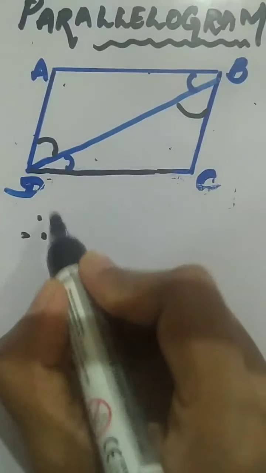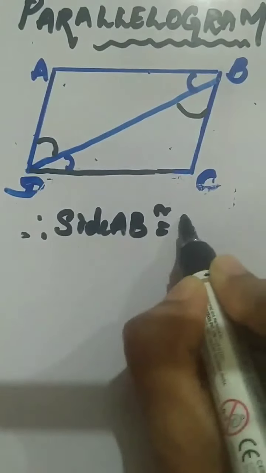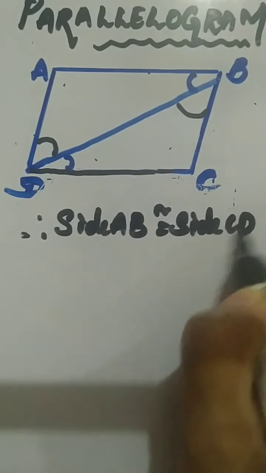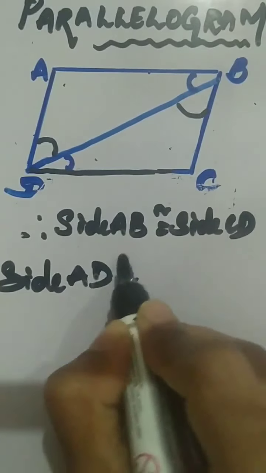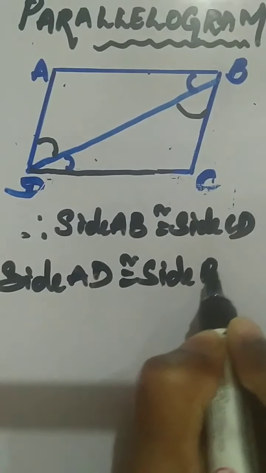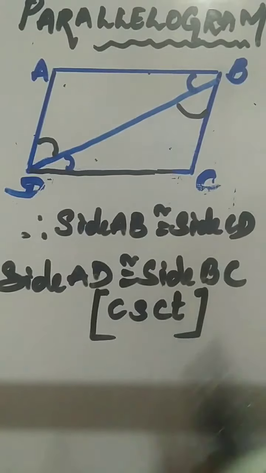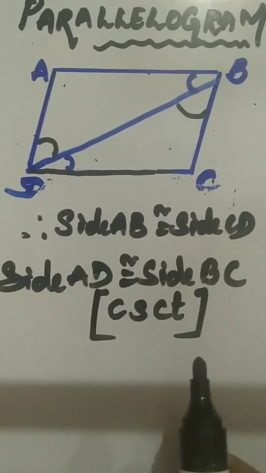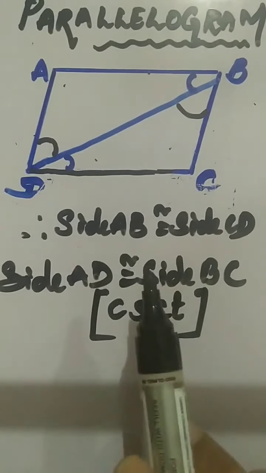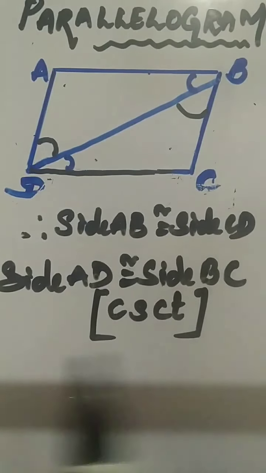So therefore, side AB congruent to side CD, side AD congruent to side BC. Reason: CSCT. Write the reason in short form. Okay, so one part of the proof is over. We had to prove this only: AB congruent to CD and AD congruent to BC. So one part is done.